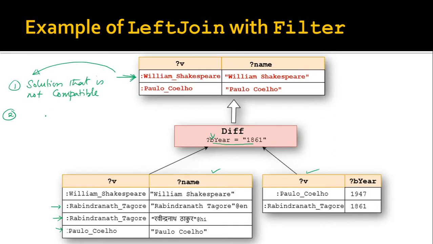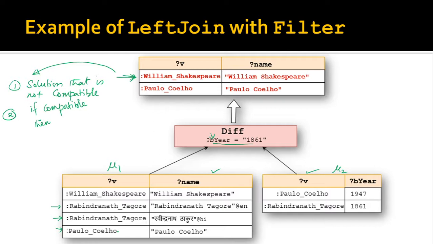So what is the condition? The condition is, if compatible, then we are taking mu1. We are not taking mu2. So this is mu1 and mu2. We are checking the compatibility with mu1 and mu2, but as a result, we are taking mu1.